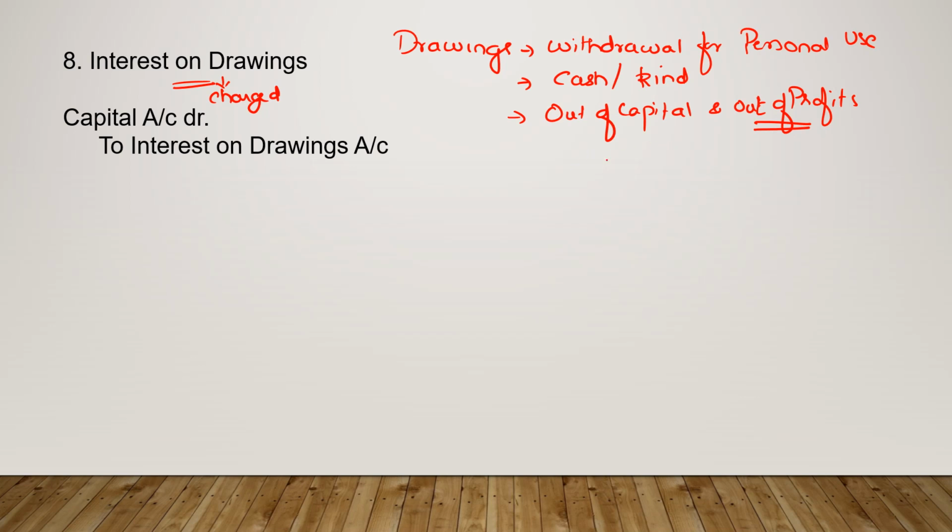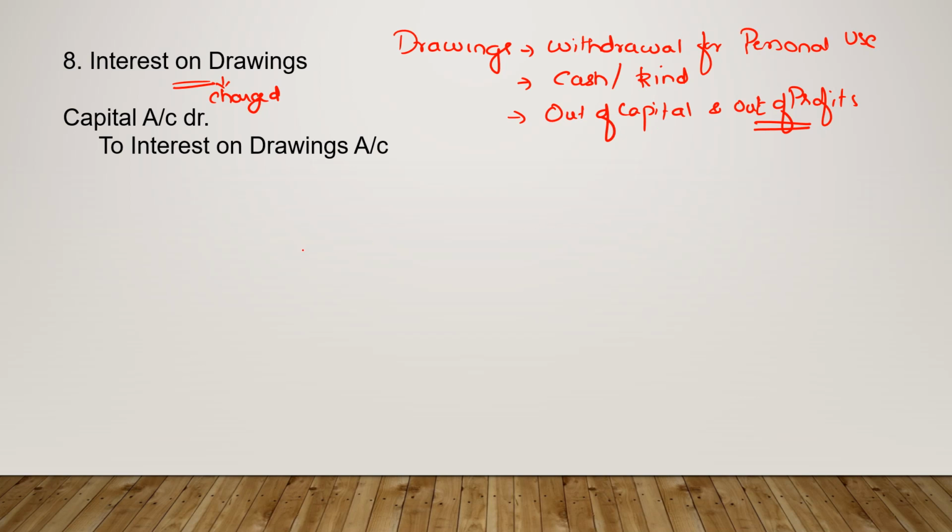If it is out of capital, it would affect the capital and therefore it would affect the interest on capital computation. But this interest on drawings is charged by the business, collected from the owner of the business, on the drawings which are out of the profits which are made. For further detailed understanding, you can watch my video where I've exclusively discussed these two types of drawings, that is drawings out of capital and out of profit, which is in the 12th category.